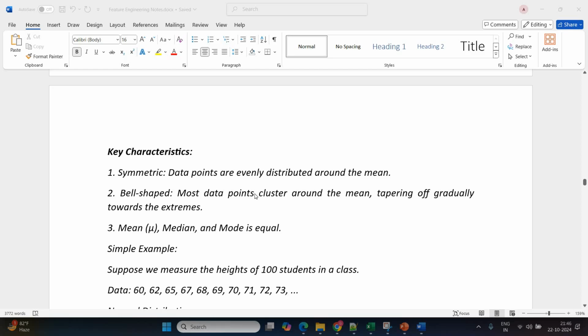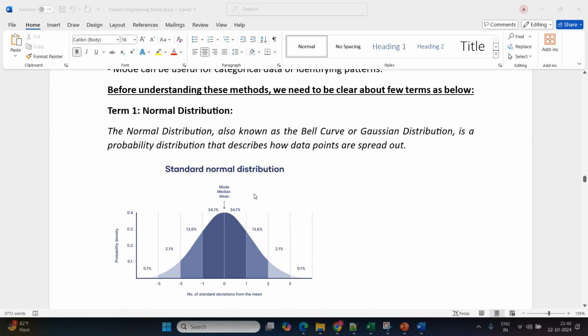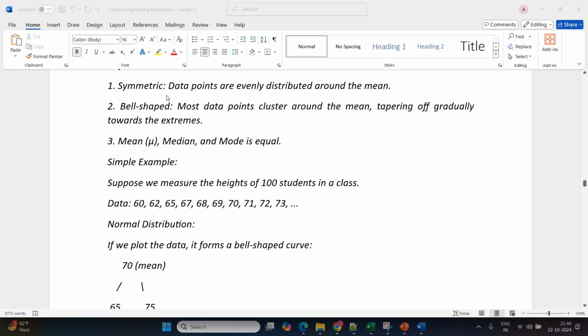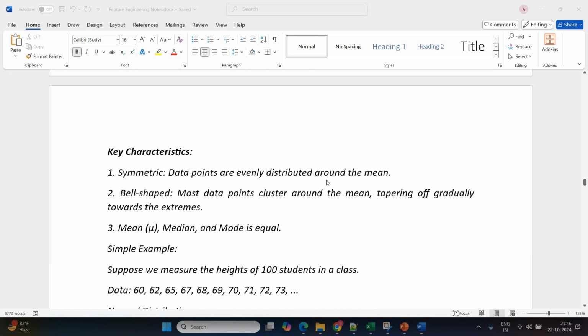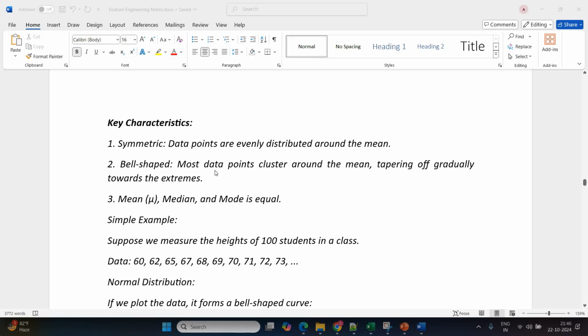Now we come to the key characteristics of the normal distribution. It's symmetric. You can see that it is very much symmetric around the z value 0, the data points are spread equally and evenly, right? And it's bell shaped. Most data points cluster around the mean, tapering off gradually towards the extremes. So it looks like a bell, right? That's why it is also known as the bell curve.